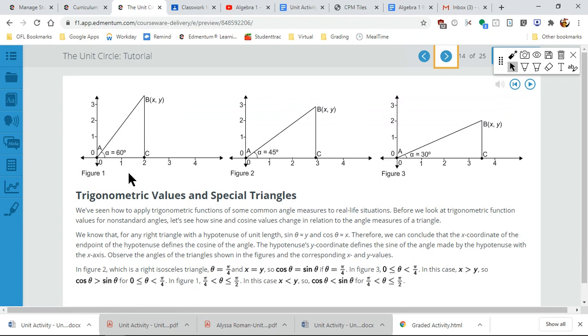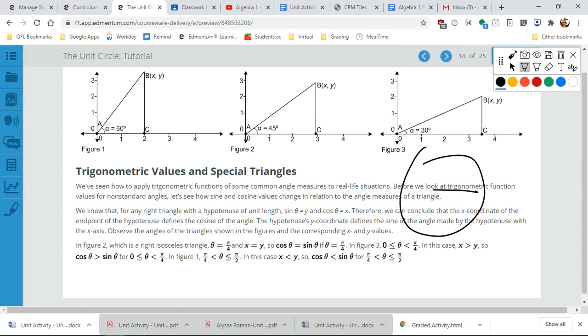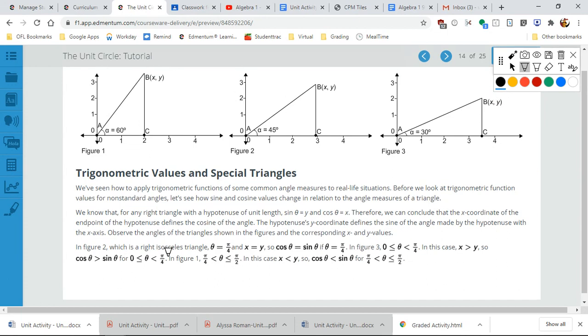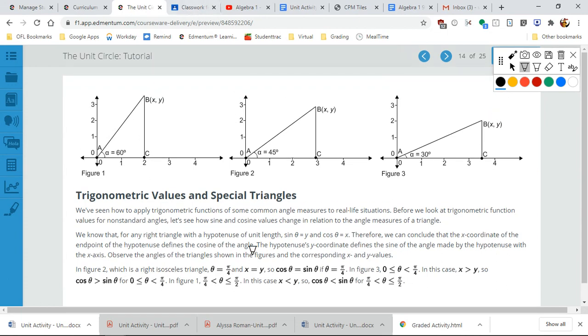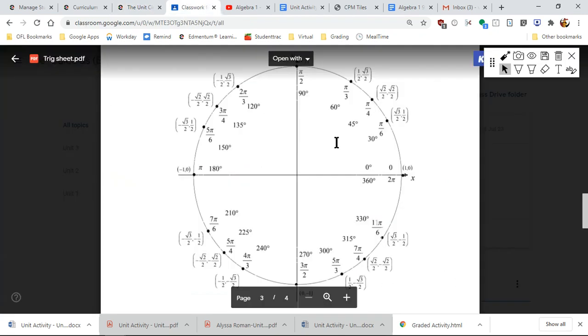When we're using it in a unit circle, we're going to assume that our radius is 1. The reason we're allowed to make that assumption is a unit circle has a radius of 1, so the hypotenuse has to be 1, always. All right, so they go into special triangles here. You just have to remember that I always do everything in the first quadrant.